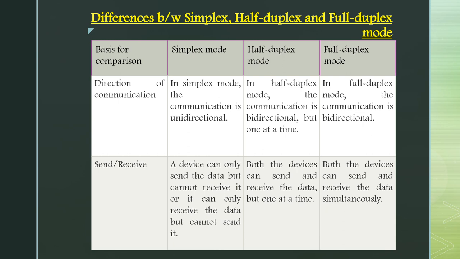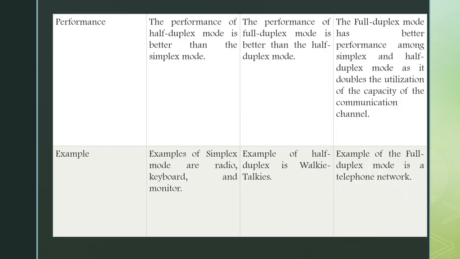In half duplex mode, both the devices can send and receive the data but one at a time. In full duplex mode, both the devices can send and receive the data simultaneously. Performance: the performance of half duplex mode is better than simplex mode. The performance of full duplex mode is better than half duplex mode. The full duplex mode has the best performance among the three as it doubles the utilization of the capacity of the communication channel.